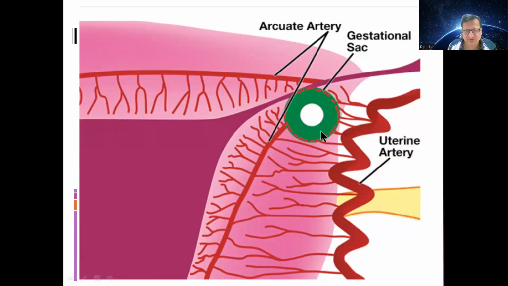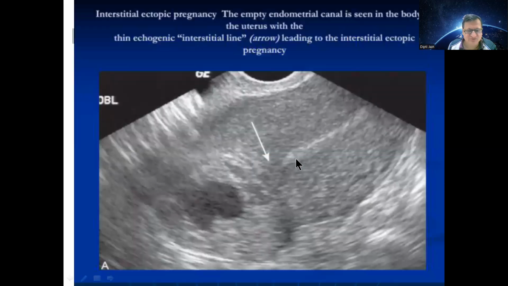So this is the interstitium area, and you can see this very highly vascular area, and this is present in the cornu, one side of the uterus. So this is a case of interstitial ectopic pregnancy where the ectopic sac is present in the interstitial region, and the endometrial cavity stops here, and there is a thin line joining it to this sac or complex mass.